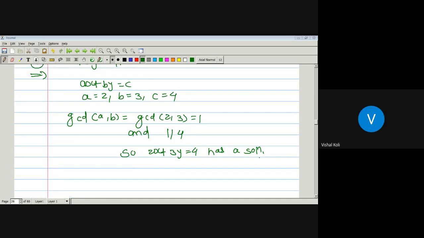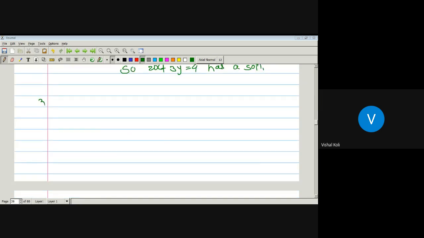Okay, now the third one, 6x plus 51y equal to 22. Tell me whether this equation has a solution or not.